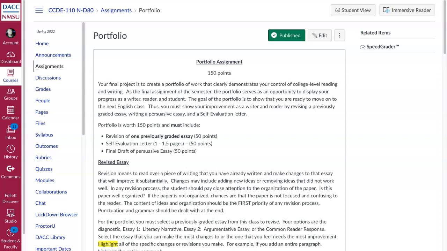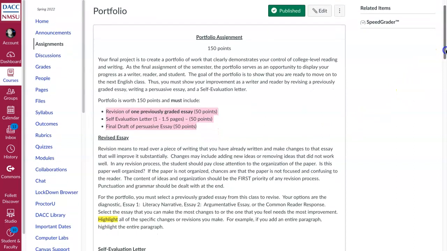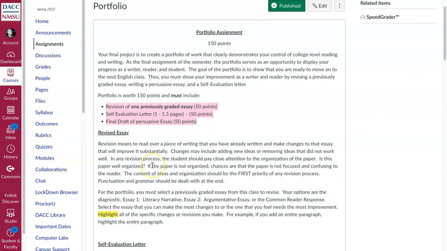So the portfolio assignment consists of 3 components, and the components are listed right here. The first is a previously graded essay. The second one is a self-evaluation letter, and the third one is a final draft of a persuasive essay. So basically, we're going to write a new argumentative essay based on a topic from the film Food Inc. So let me go ahead and provide a little bit more information on each component.